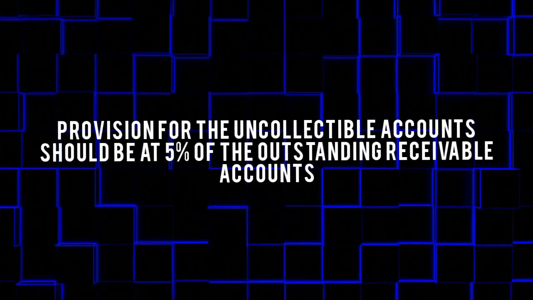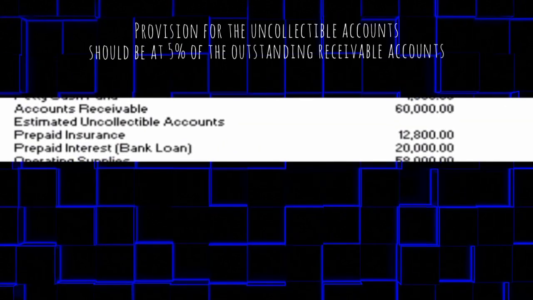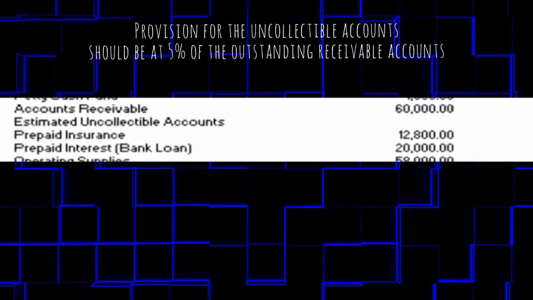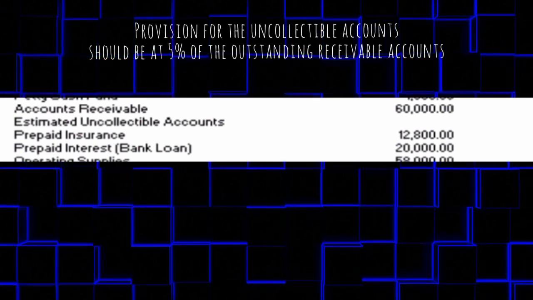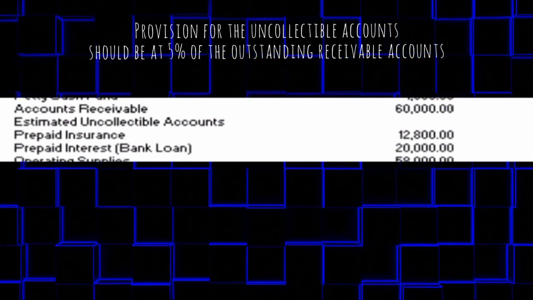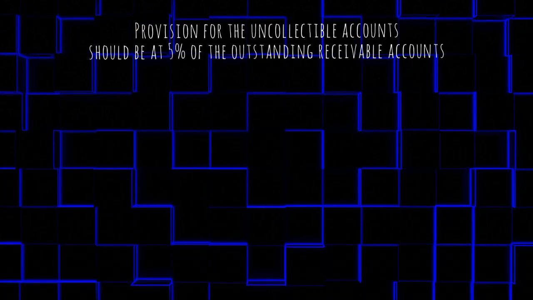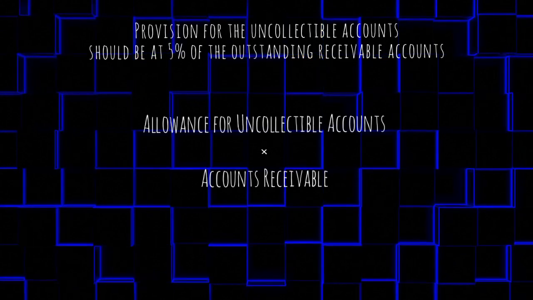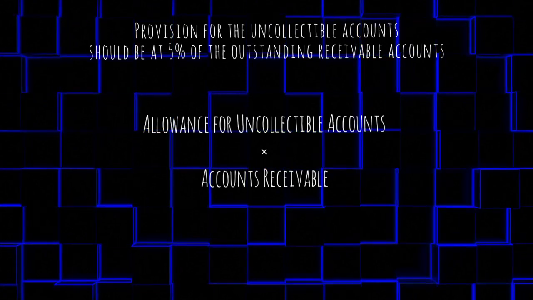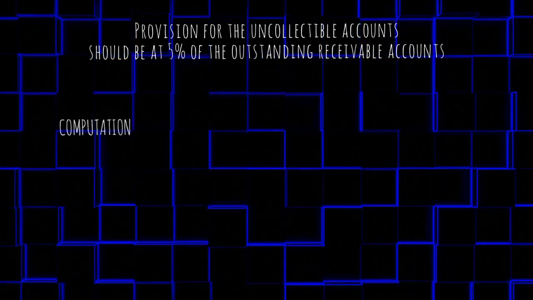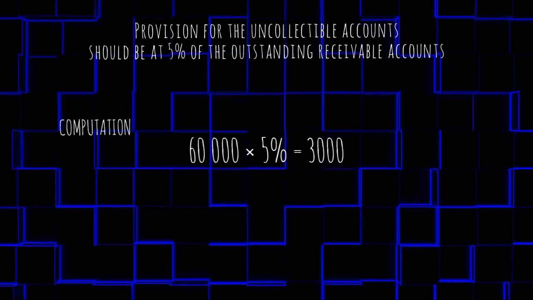Provision for the uncollectible account is 5% of the outstanding receivable account. As you can see in the preliminary trial balance, 60,000 is the total accounts receivable, and out of this amount, 5% is assumed to be uncollectible. To get the exact uncollectible account, we just simply multiply the allowance for uncollectible account to the total accounts receivable. So the computation for this is 60,000 times 5% is equal to 3,000.